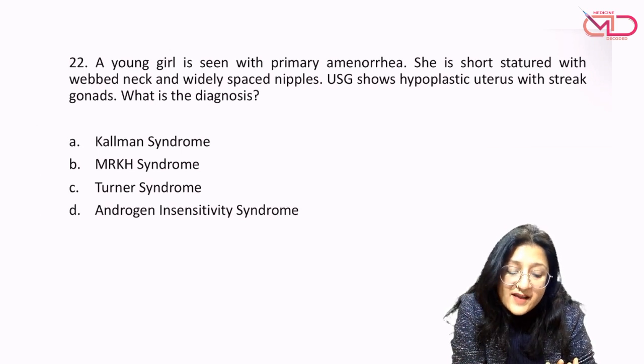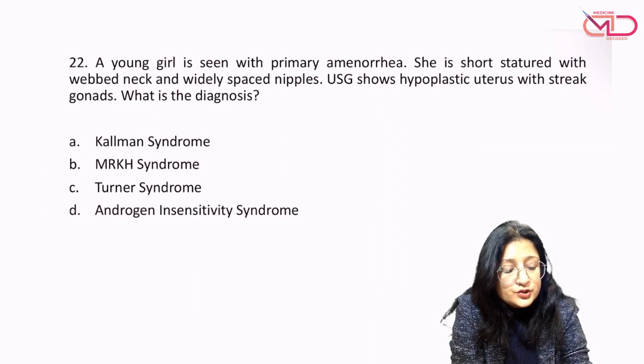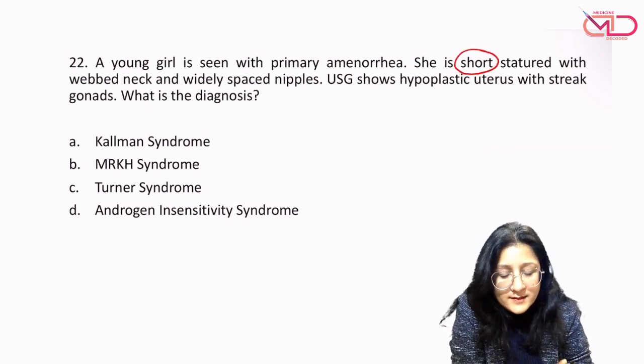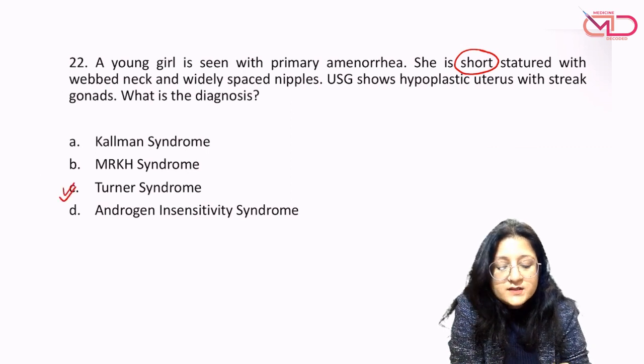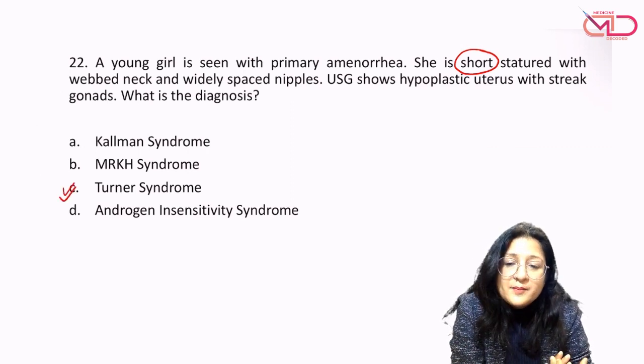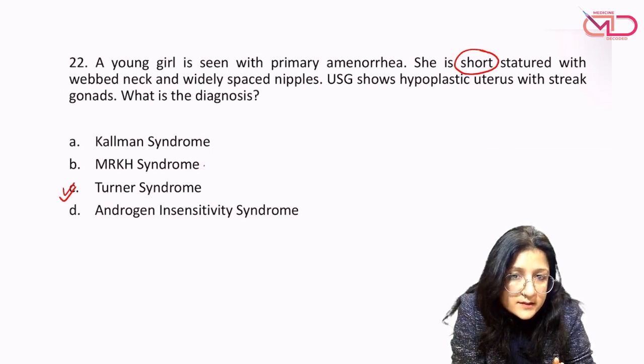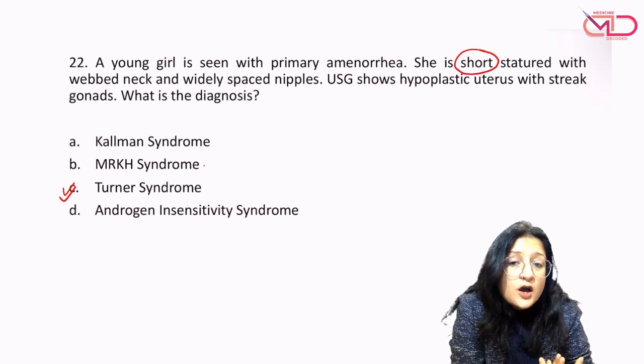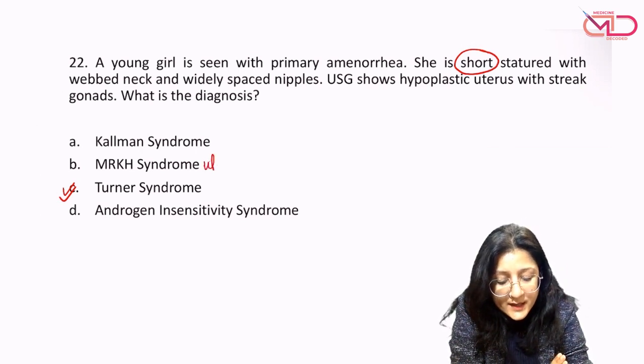So this is a very straightforward question. Short stature and the stigmata of Turner syndrome. So the answer here is Turner syndrome. MRKH syndrome is Mayer-Rokitansky-Kuster-Hauser syndrome, where there is Mullerian agenesis, so the uterus will be absent in MRKH syndrome, right?